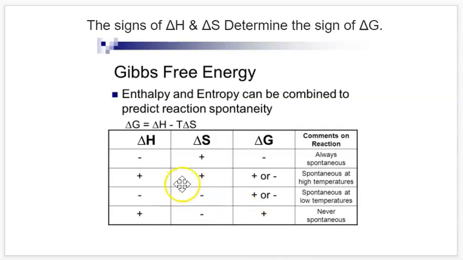So just a review here, exothermic and increasing in order is always spontaneous. Endothermic and decreasing in disorder is always non-spontaneous. Two positives is going to be dependent on the temperature, higher temperatures leading to more favorable reactions. And then for both negatives, it's also going to depend on the temperature, and lower temperatures are going to result in more favorable processes.